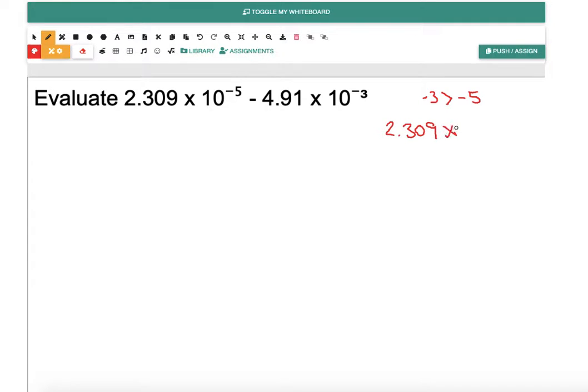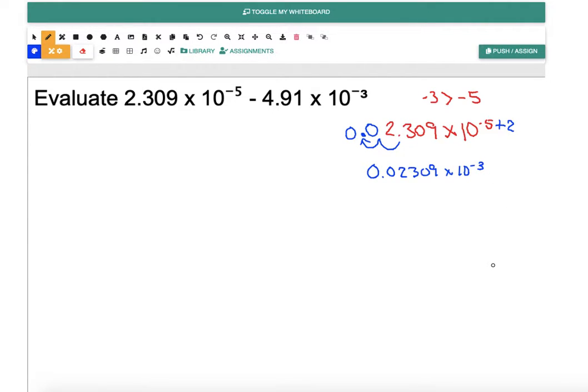2.309 times 10 to the -5. Ooh, that shouldn't have happened. There you go. And what we're going to end up doing here is, like I said, increasing -5 by 2 to get -3. Since we're going up on that end, we have to go down on this end, and that means we're going to move the decimal 2 places over. So I have to include a 0 here and here so that I can write my decimal right there. So you end up with 0.02309 times 10 to the -3.